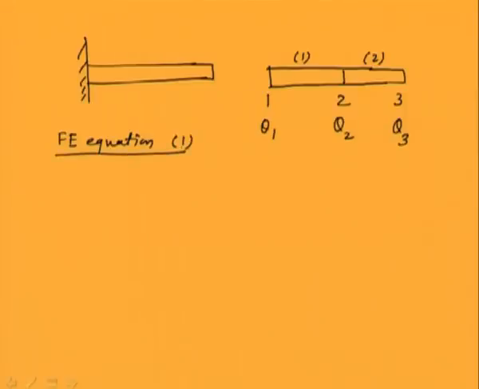For that, we will take one small problem in which a cantilever beam is considered. So this is a cantilever beam having a fixed end. We want to obtain the natural frequency of this particular system. For finite element purposes, we will divide this beam into two elements, 1 and 2. So we will have nodes 1, 2 and 3, and then the corresponding displacements are these. Now we can write the finite element equation for element 1 like this.